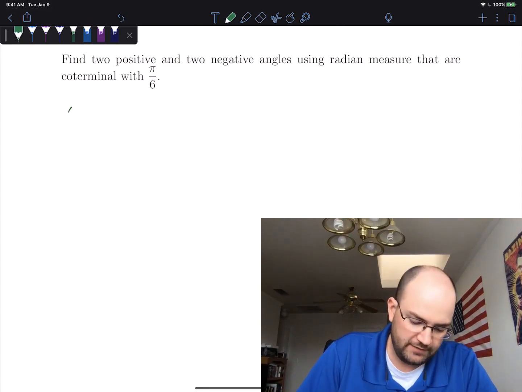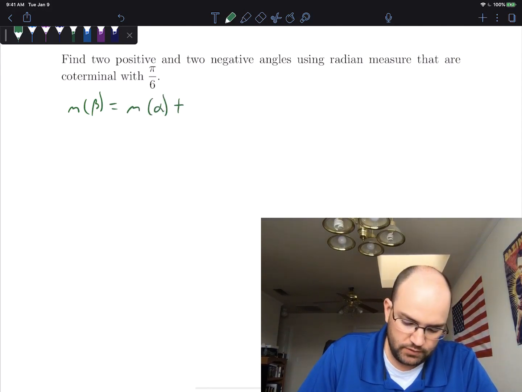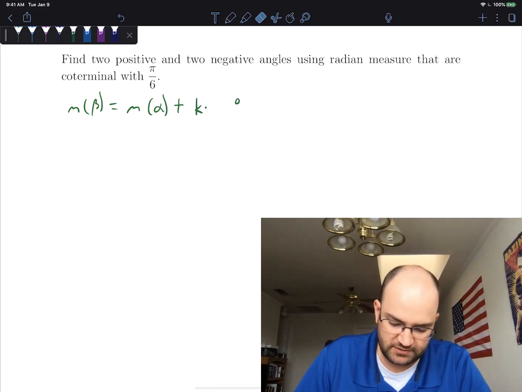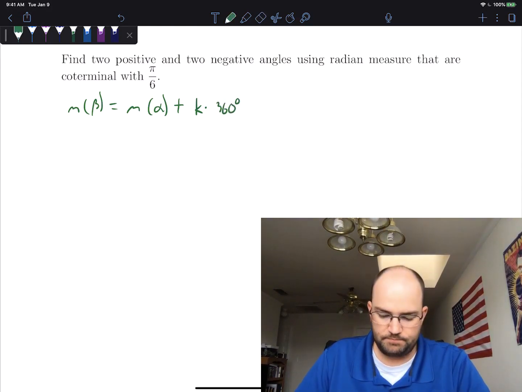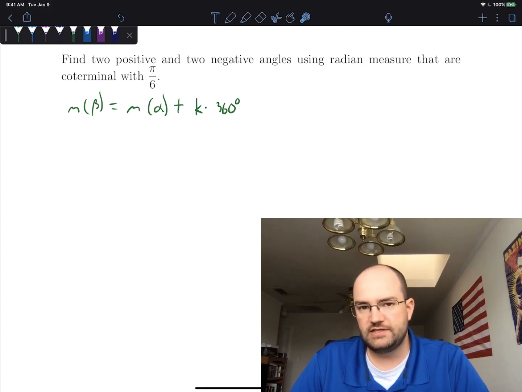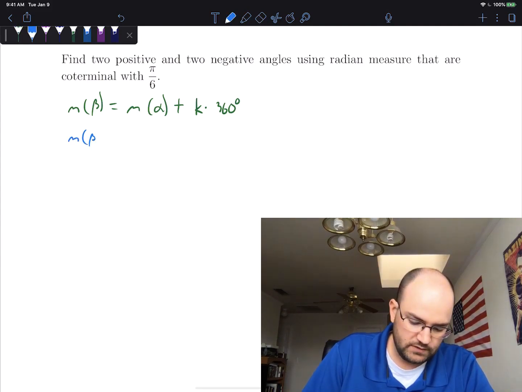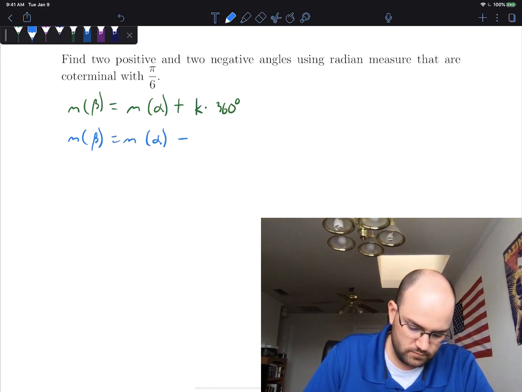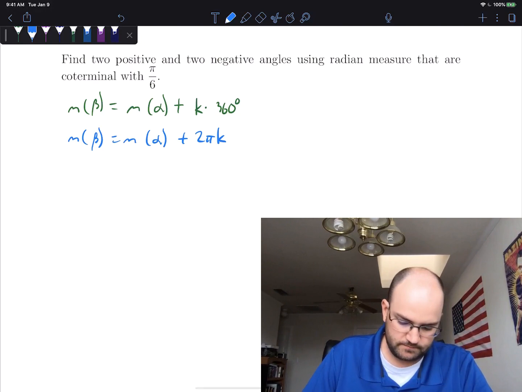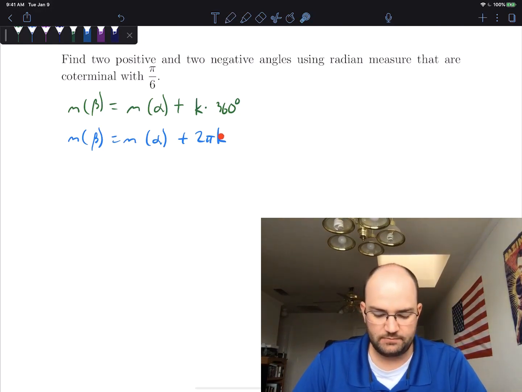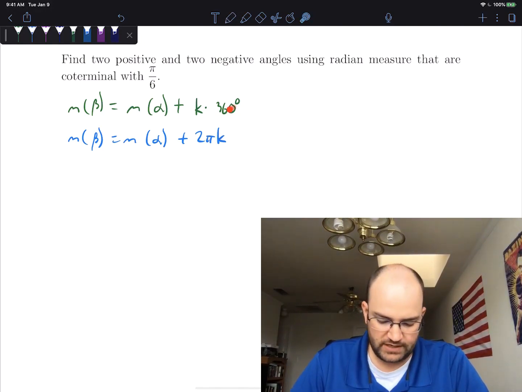So what we have is the measure of angle beta equals the measure of angle alpha plus k times 360 degrees. But remember that 180 degrees is pi, so 360 degrees is 2 pi. So this is in degrees. That means that the one in radians would look like the following. Notice I just put the k right here, that's all. So it's 2 pi instead of 360.